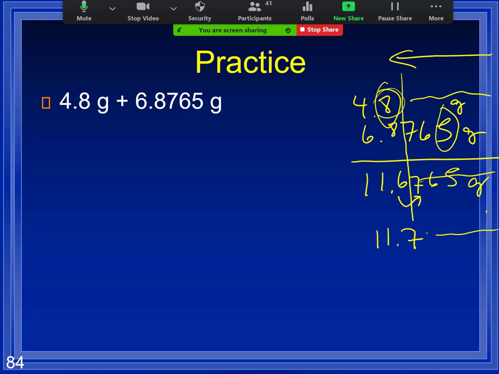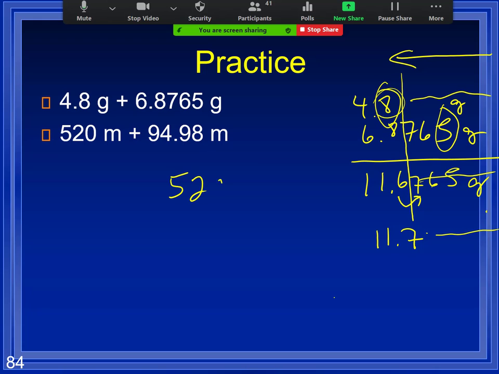What if I gave you a whole column of numbers? Our goal is to round as little as possible. So round at the end of the problem if you can. Okay? Good question. All right.